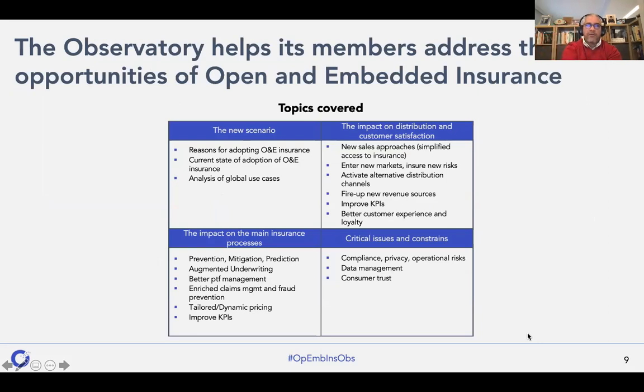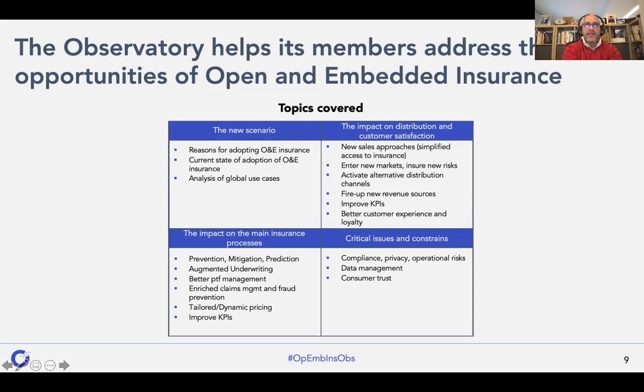The main topics covered by the Observatory can be grouped in 4 clusters: setting the new scenario, analyzing the impact of open and embedded insurance on the main insurance processes, analyzing the impact on distribution and customer satisfaction, and of course, focusing on critical issues and constraints related to the applications of open and embedded insurance.